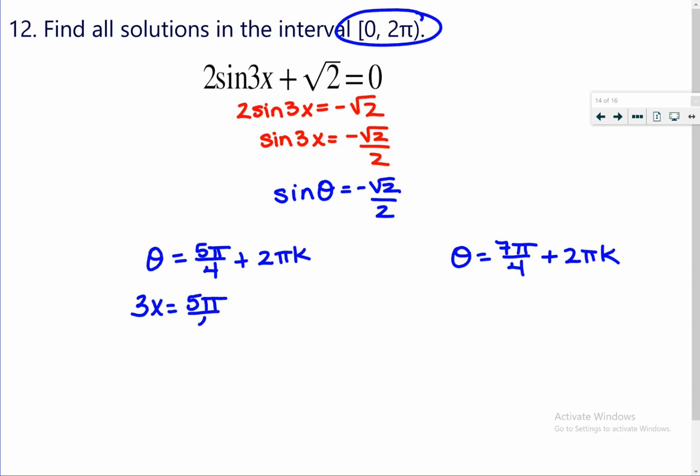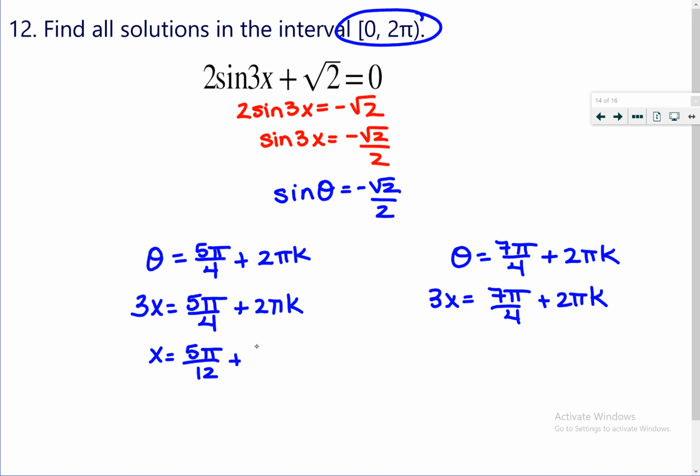3x equals 5 pi over 4 plus 2 pi k. 3x equals 7 pi over 4 plus 2 pi k. And then to solve for x in both of those, what do I need to do? Divide by 3. You could also think of it, because you're not going to have a calculator, as multiplying by 1/3. Imagine multiplying everything by 1/3. So it's going to be x equals 5 pi over 12 plus 2 pi over 3 k and 7 pi over 12 plus 2 pi over 3 k.